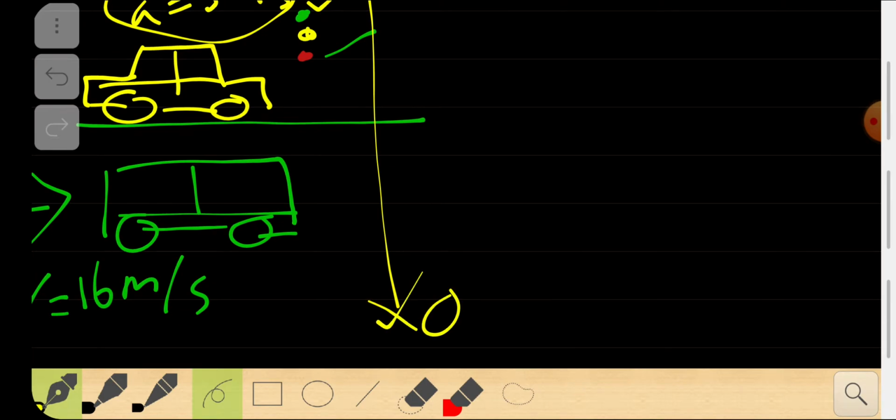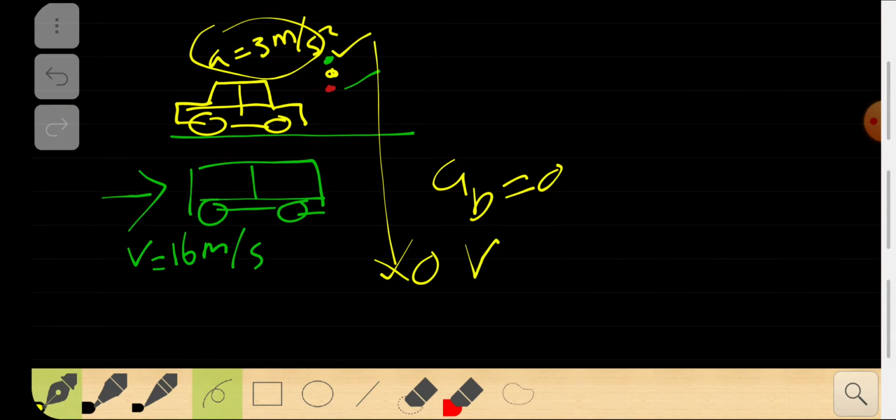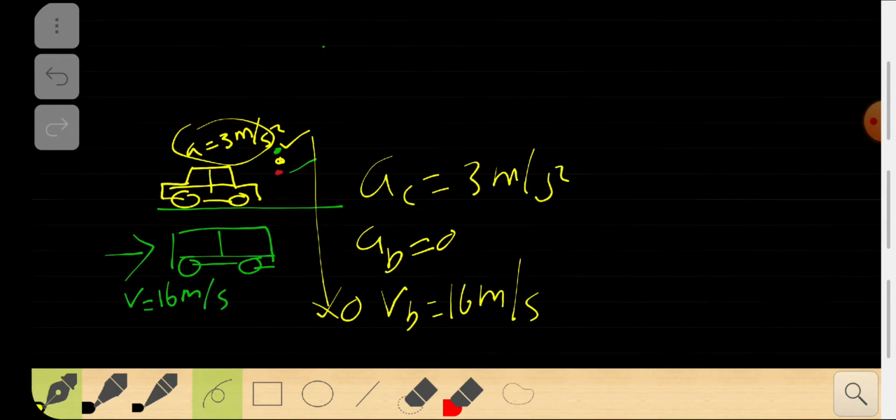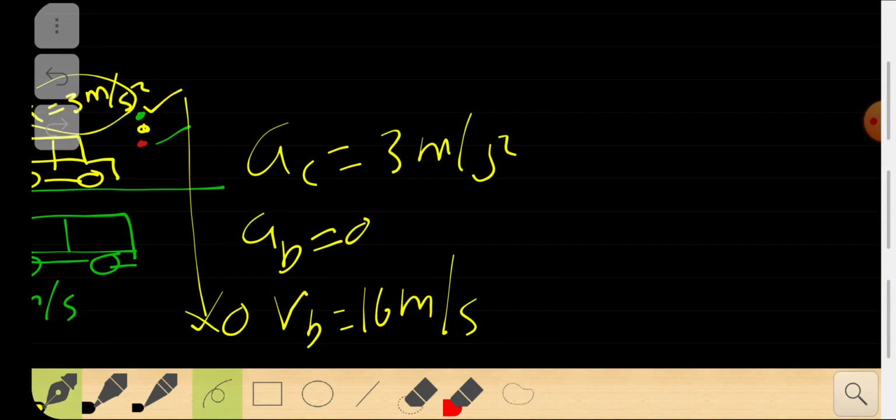Both of them start at the same time. The bus has no acceleration, so the acceleration of the bus is equal to 0. The velocity of the bus is 16 meters per second, the acceleration of the car is 3 meters per second squared, and the initial velocity of the car is 0. So that's the situation right here.